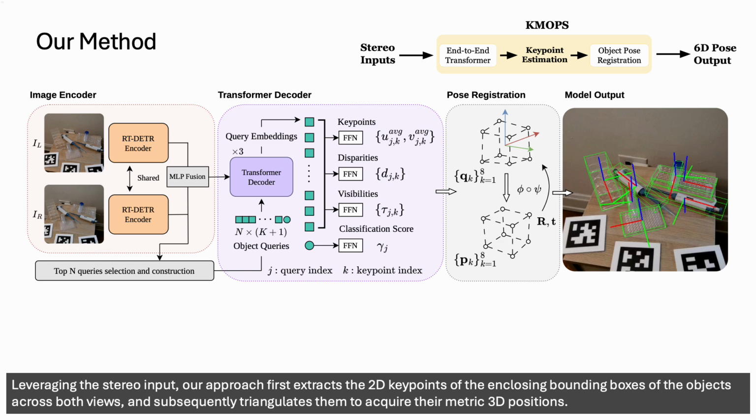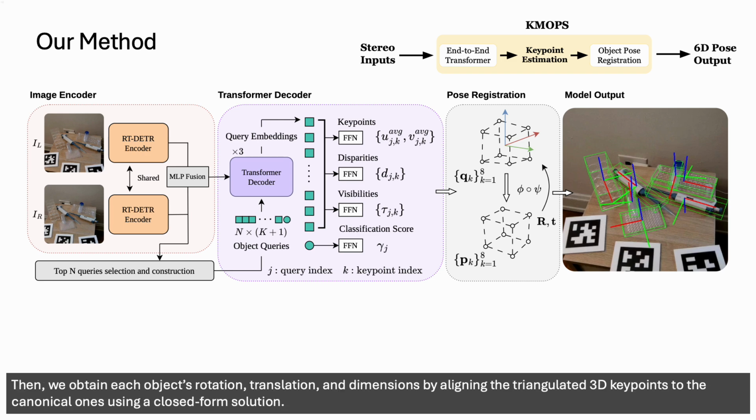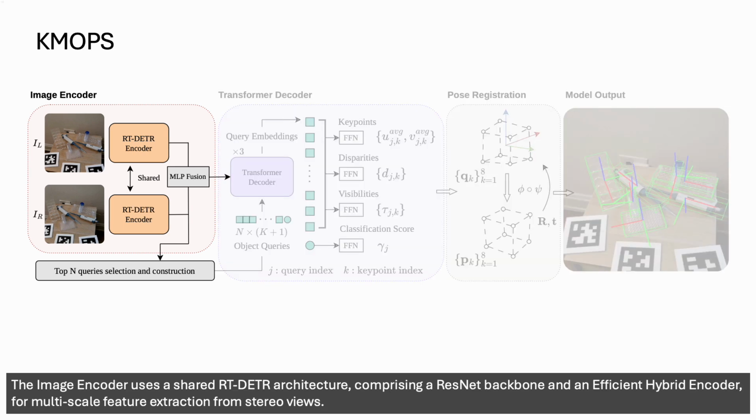Leveraging the stereo input, our approach first extracts the 2D keypoints of the enclosing bounding boxes of the objects across both views and subsequently triangulates them to acquire their metric 3D positions. Then we obtain each object's rotation, translation, and dimensions by aligning the triangulated 3D keypoints to the canonical ones using a closed-form solution. The image encoder uses a shared RT-DETR architecture, comprising a ResNet backbone and an efficient hybrid encoder for multi-scale feature extraction from stereo views.